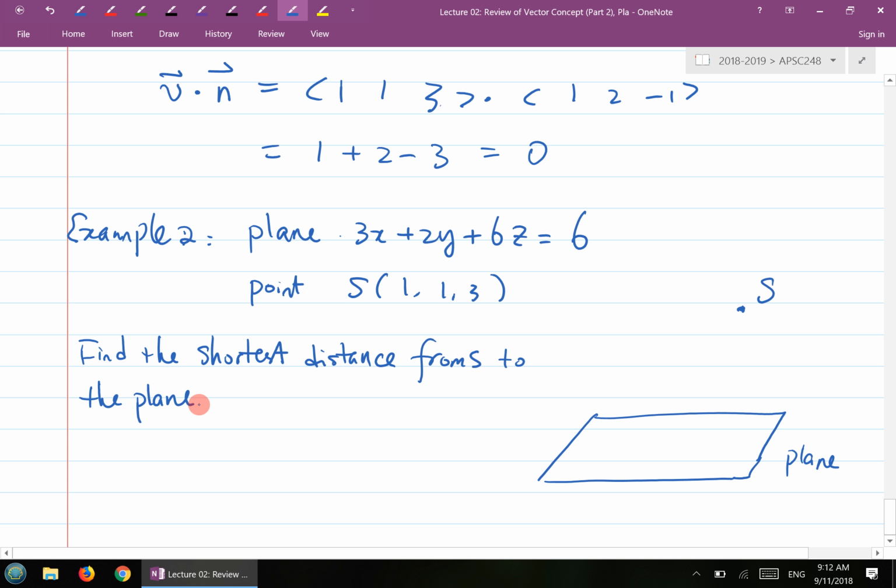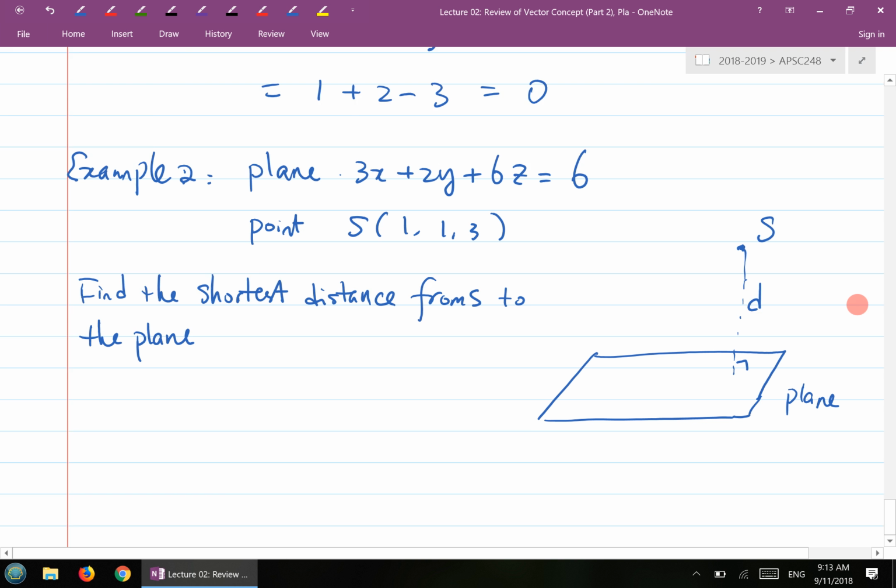That seems like a typical high school type of geometry question, right? The shortest distance basically means you drop S perpendicular to the plane, and we're looking for this little distance d here. Okay. We may not be able to finish this, but we probably will. Anyway, let's take a look at it.